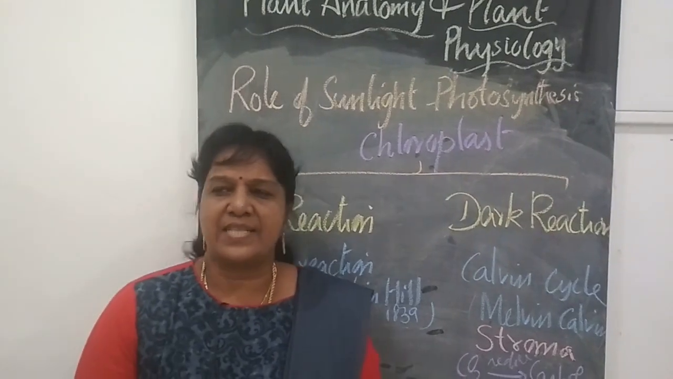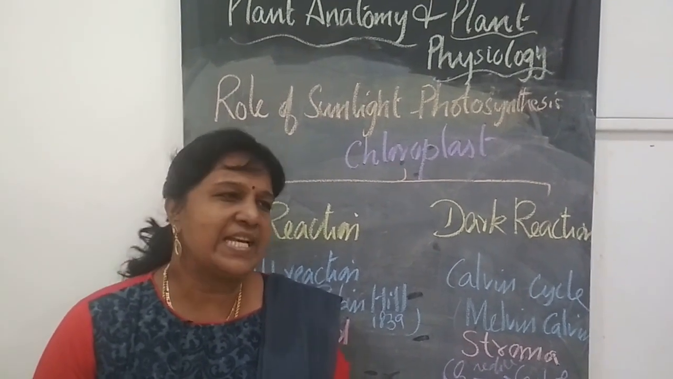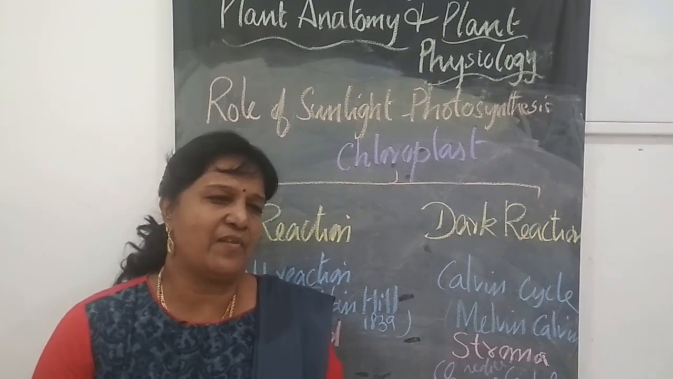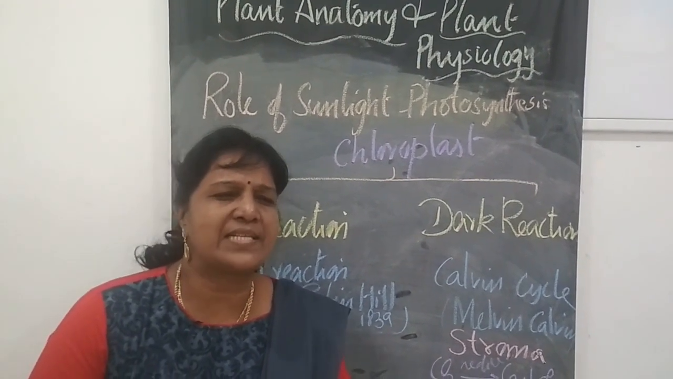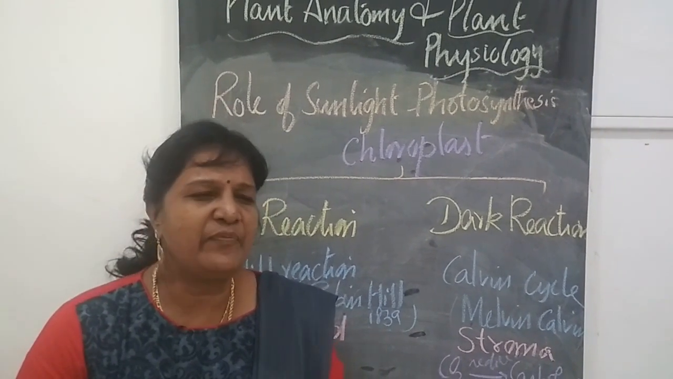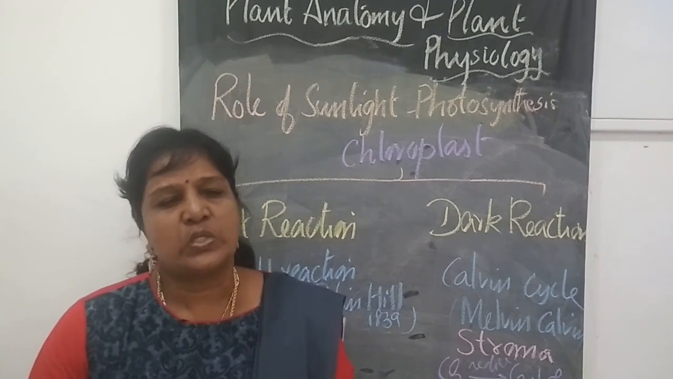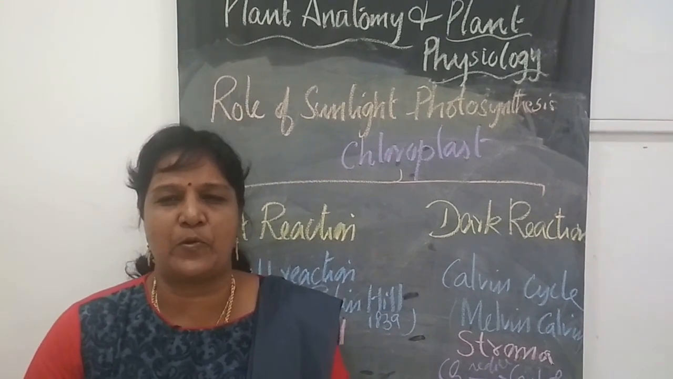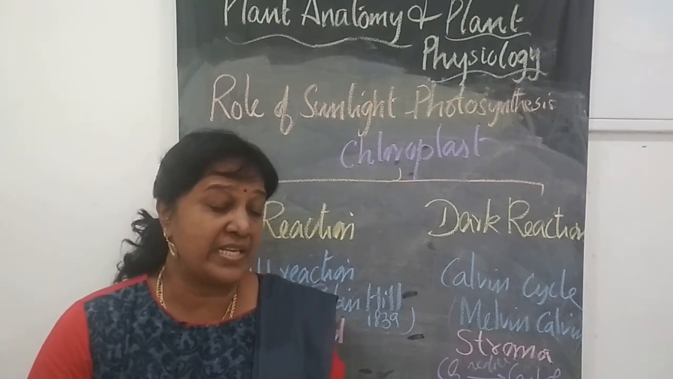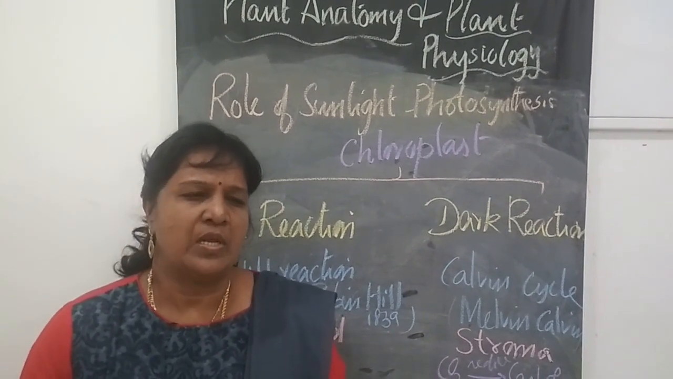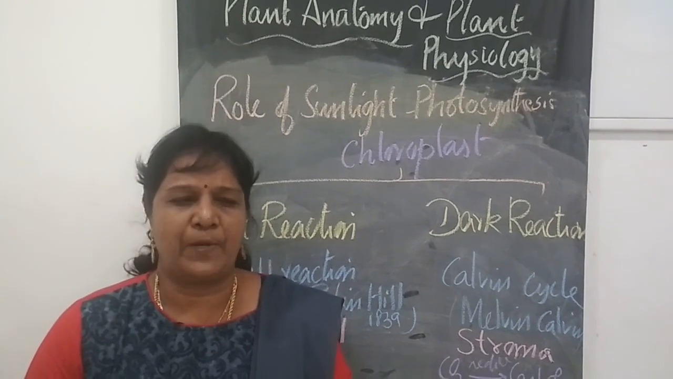The factors affecting photosynthesis. There are external factors as well as internal factors. The internal factors are pigments, leaf age, accumulation of carbohydrates, hormones. All this must be in correct proportion. When you are taking leaf age, it should not be very young and it should not be matured.